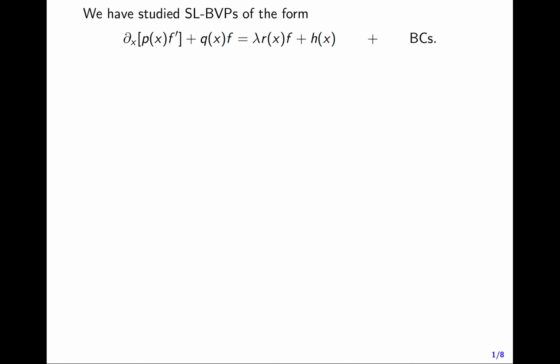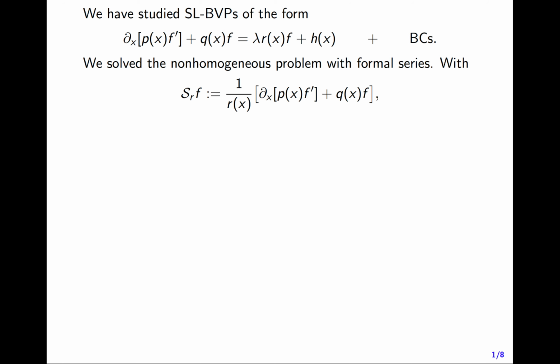We have so far studied Sturm-Liouville boundary value problems of the form: the differential equation looks like the first derivative of the product p of x times f prime, plus q of x times f, equals lambda r of x times f plus a function h of x, where h may or may not be 0, plus some associated boundary conditions. And we solved the non-homogeneous problem with formal series, or eigenseries.